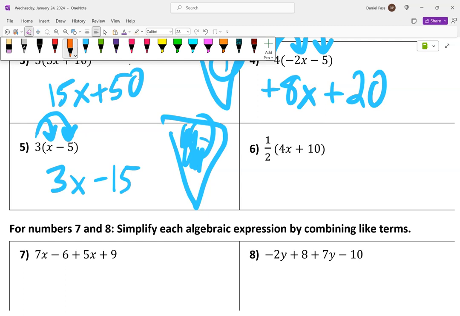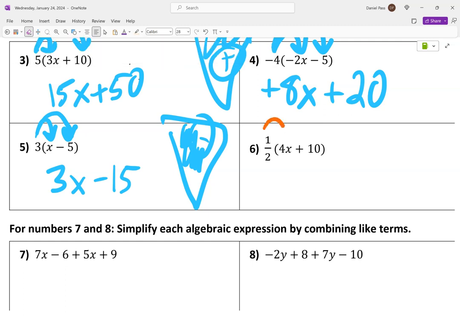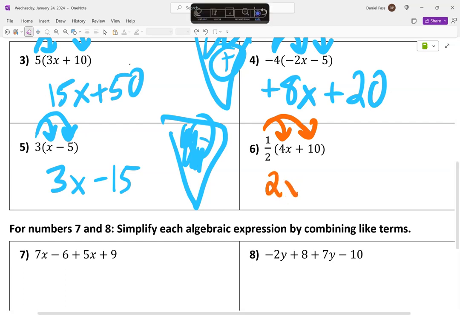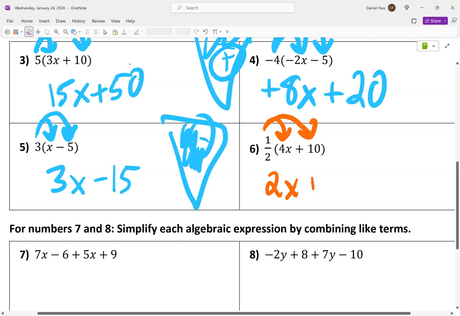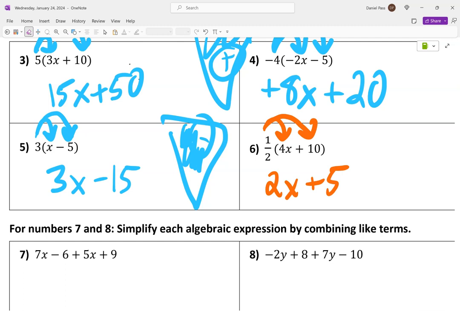Okay, so you want to do 1/2 times 4. And put your arrows. Which makes 2x. Then you want to do 1/2 times 10. Which is 5. And okay, then, are we done? And that's it. Yeah, you're right.